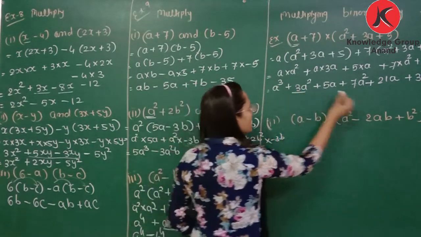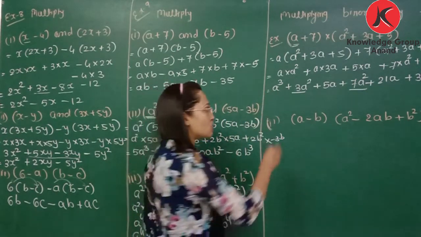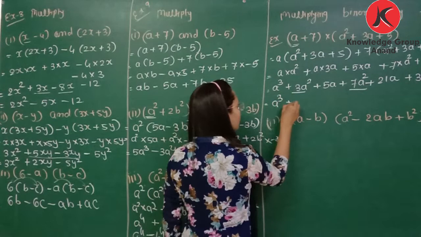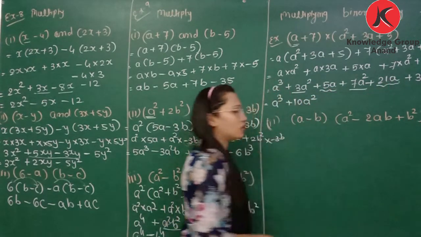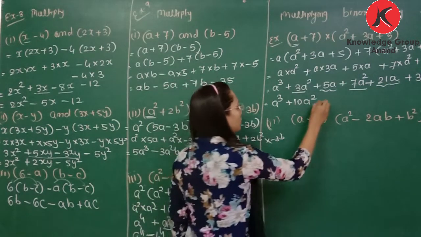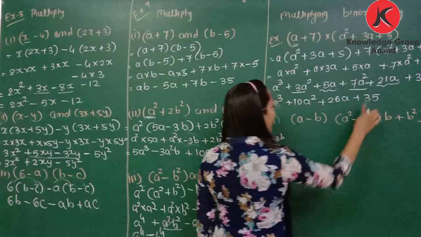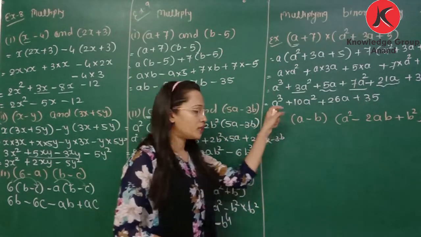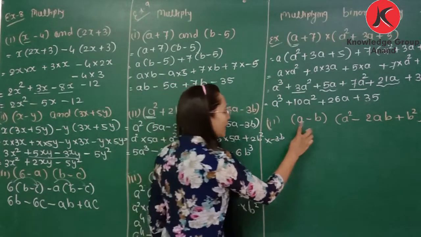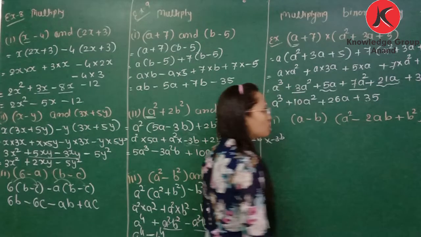Now is there any like terms? Yes, you can see 3a square, 7a square. So it becomes 7 plus 3, 10a square. Now here 5a and 21a become 26a plus 35. Now all are unlike terms, so we cannot simplify further. So this is our last term. Now next one, a minus b is multiplied with a square minus 2ab plus b square.